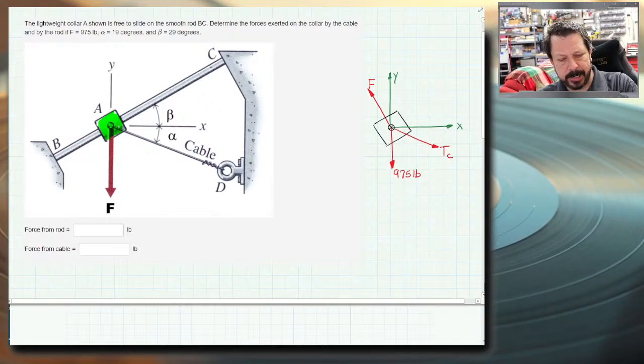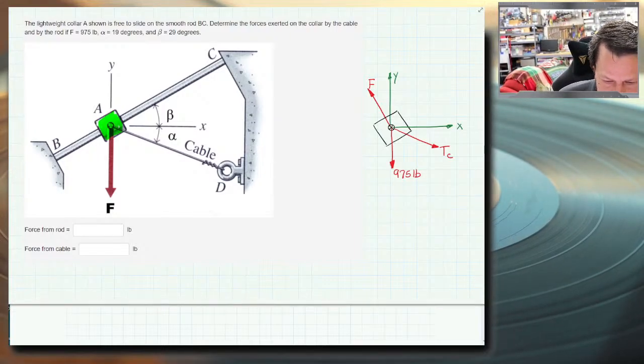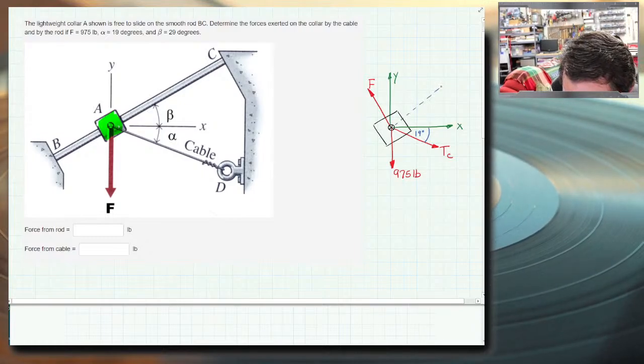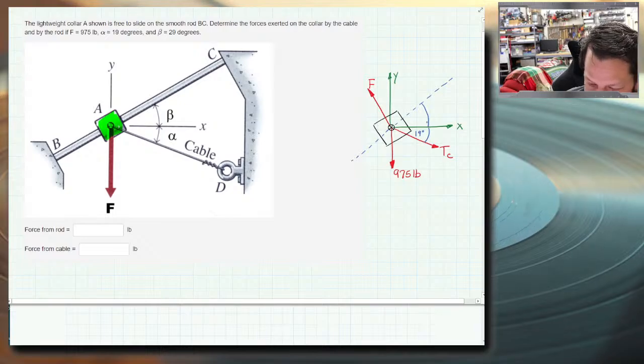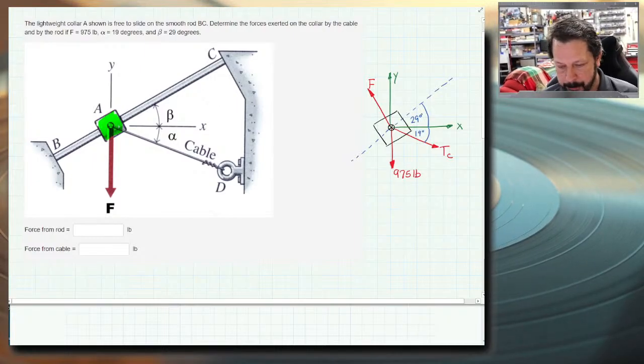But all my angles, alpha and beta, are measured from what they've drawn as the x-axis on their diagram, so I'm going to keep that. So alpha for me is 19 degrees here. Beta, now this one is actually giving me the angle of the rod. And it says the angle of the rod is 29 degrees, so I should have drawn it a little bit less steep, a little more shallow, but that's fine.